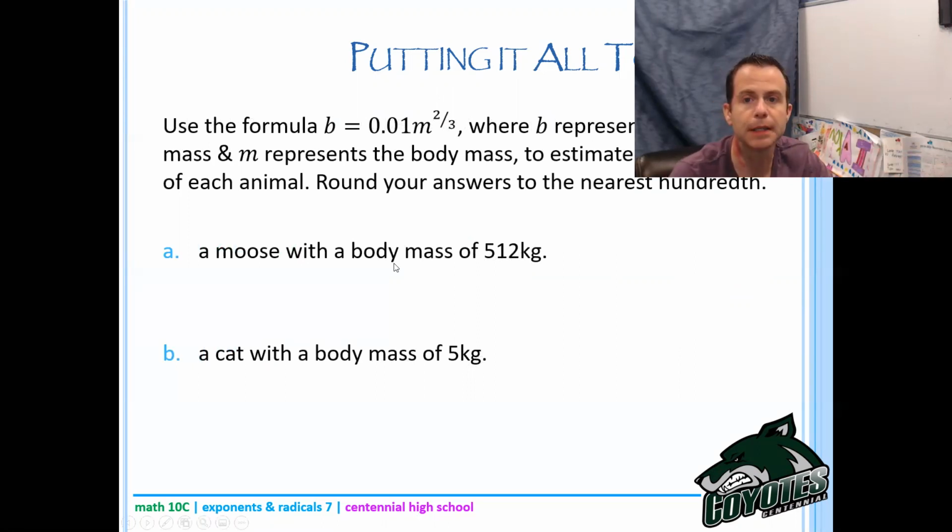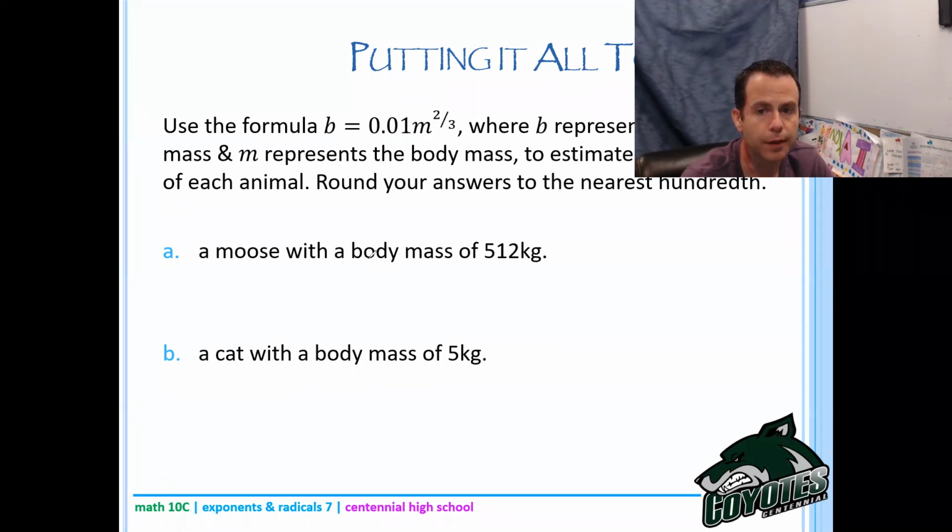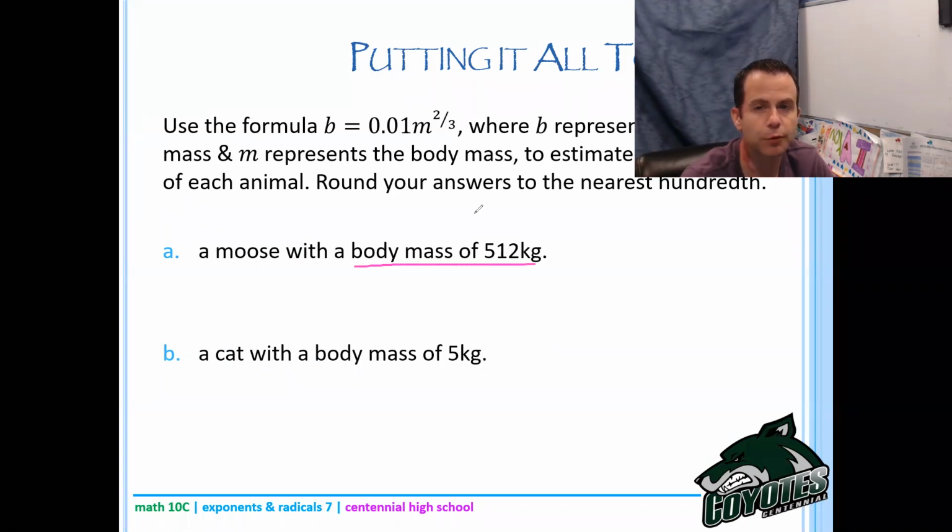Use the formula B equals 0.01 m to the 2 over 3, where B represents the brain mass and m represents the body mass, to estimate the brain mass of each animal. Round your answer to the nearest hundredth. So what are you given? You're given a moose with a body mass of 512. Well, m represented the body mass, so you're just going to plug that in for m right here.